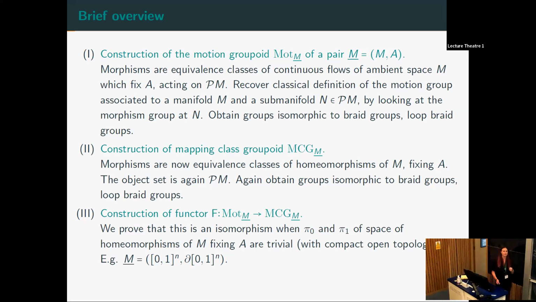Sorry, can you say it again? What is PM? This is the power set, so this is all subsets of M. This is what I'm saying, that it's really very flexible, but really this is just a brief overview, and we're going to go into everything in more detail.